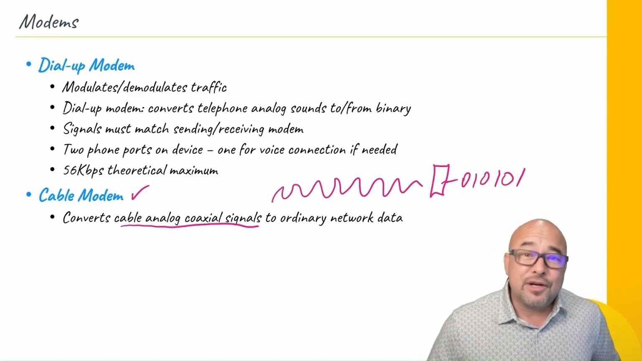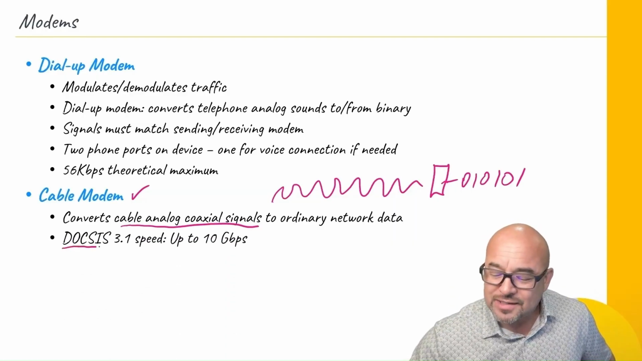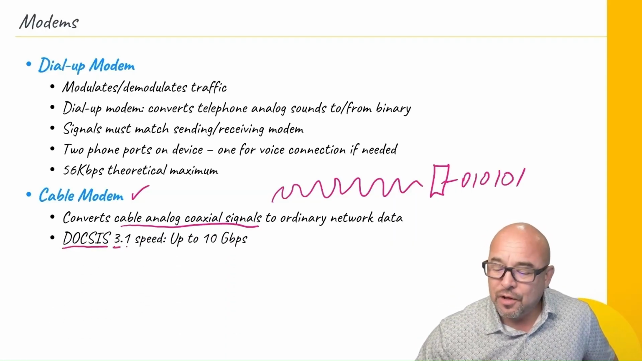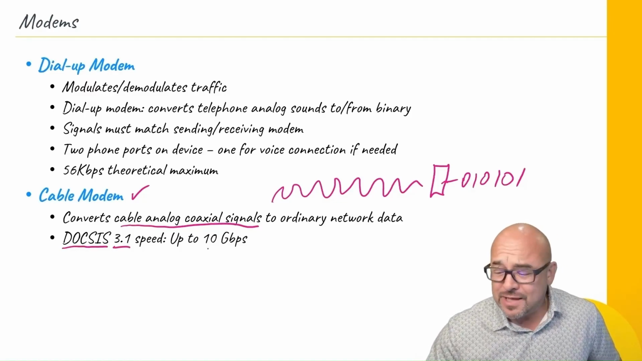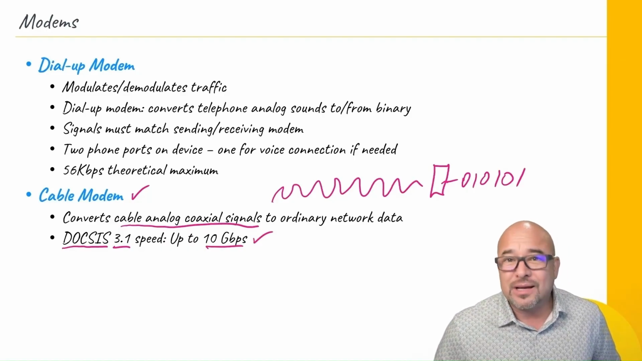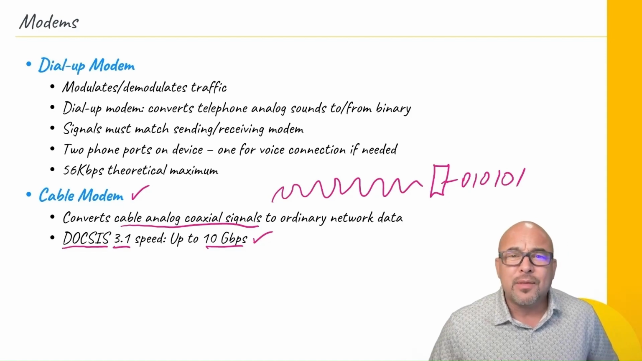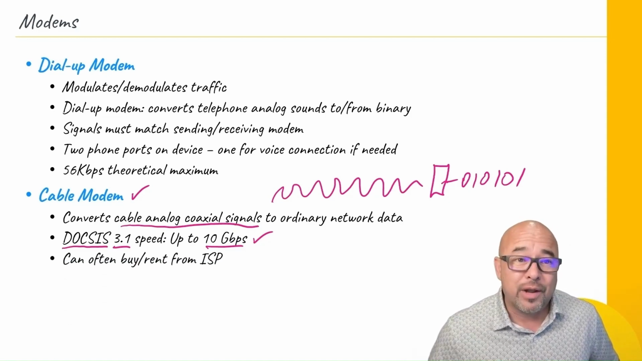There are several different standards for this. The current one as of this recording is something we call DOCSIS 3.1, and that would give you theoretical speeds up to 10 gigabits per second. But I don't know of any small office, home office ISPs that support 10 gigabits per second. Most of them right now are going to be somewhere in the 1 gigabit per second range, again, as of this recording.